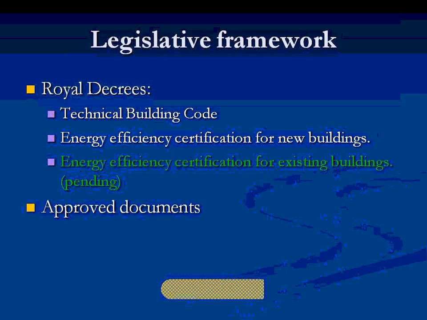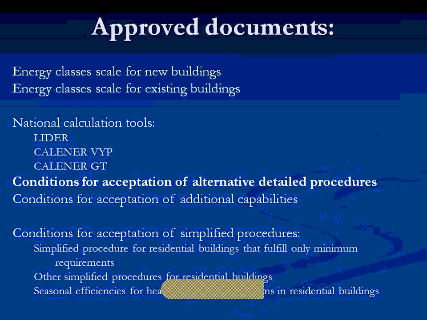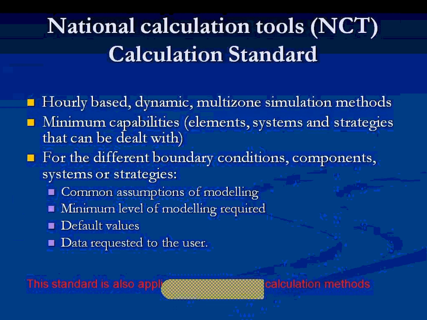The minimum requirement for buildings' energy certification, for new and existing buildings. There's another document which is requirements for boilers and systems and so on. And then approved documents, which are the calculation tools, energy scales, and so on. And one is conditions for acceptation of alternative detailed procedures. And this one states the national calculation standard, which is the minimum requirements for the calculation tools that can be developed as an alternative to the official tool, which is Calener.